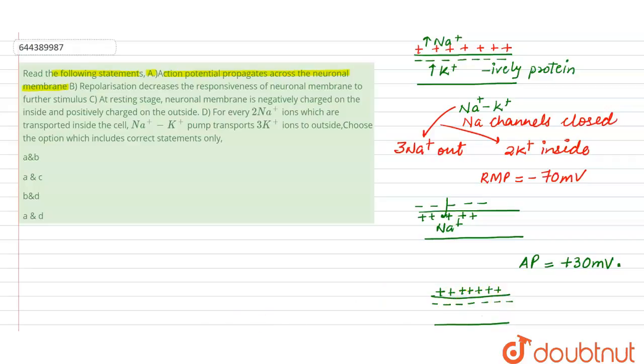So let's see the statements here. The first says action potential propagates along the neuronal membrane. This statement number A is the correct statement. The second statement says that repolarization decreases the responsiveness of the neuronal membrane to further stimulus. Remember, once the nerve is repolarized, it is again getting that potential to respond to a new stimulus. So this statement, statement number B, is wrong here.